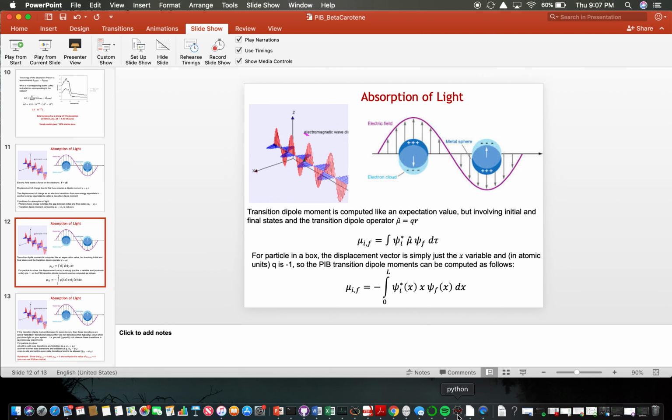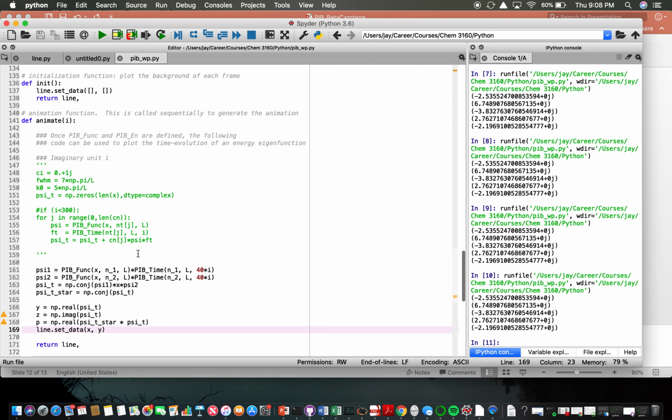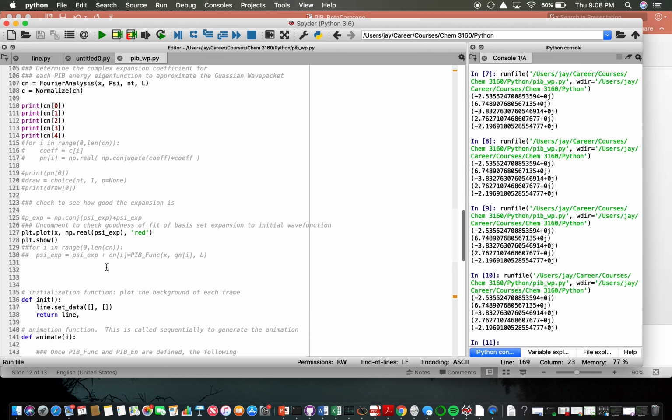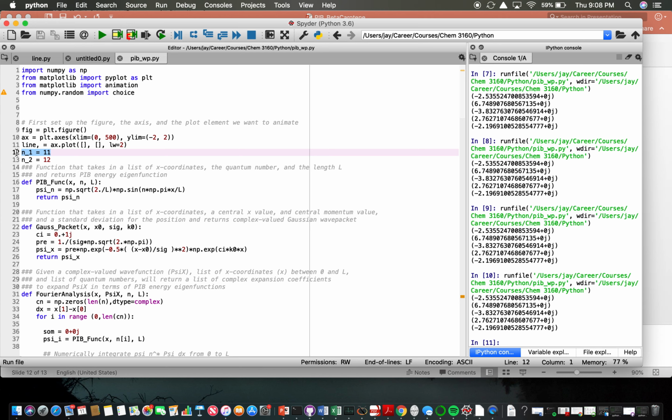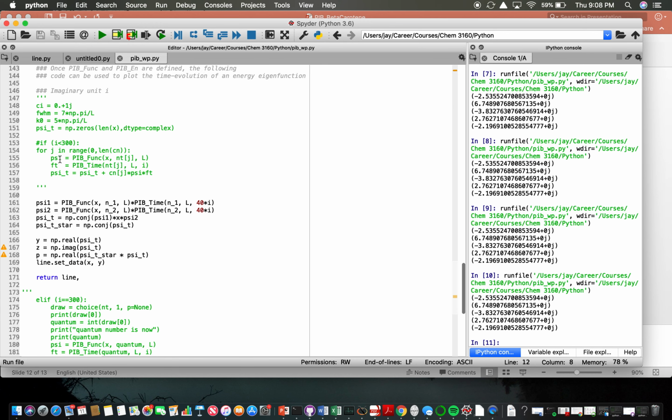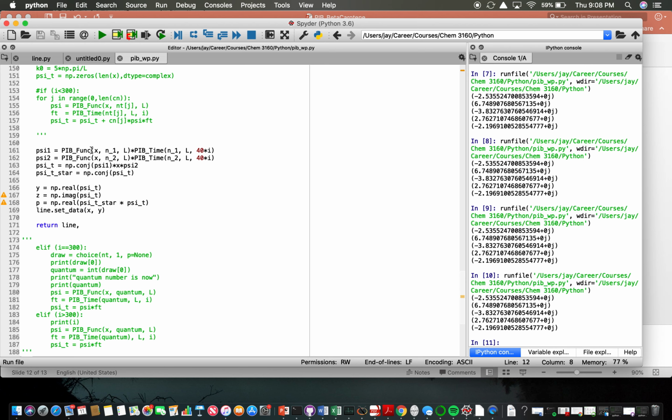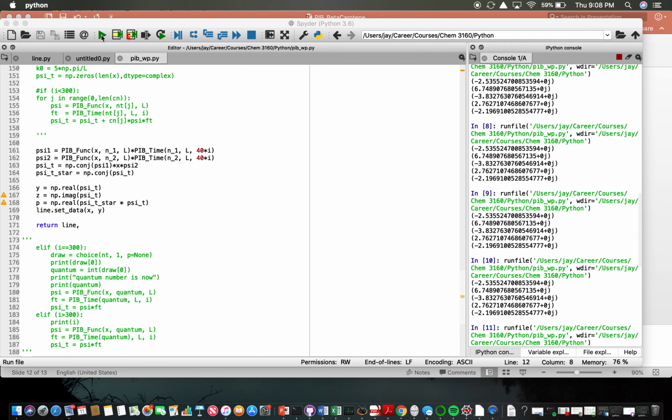I just want to run an animation of this using Python. Here I have what I'm calling psi 1, which is in fact psi 11, because I'm calling my particle in a box function with initial quantum number 11 and final quantum number 12. I'm going to generate psi 11 times x times psi 12 right here, including both the spatial and the time components of the psi 11 and psi 12 functions, so that this can move in time. I'm going to hit play, and we'll bring up the animation.